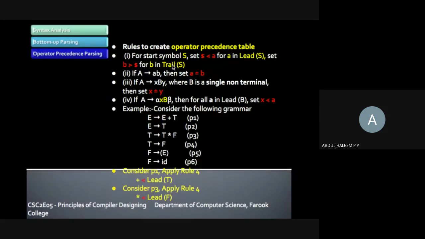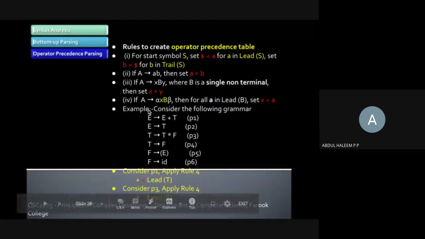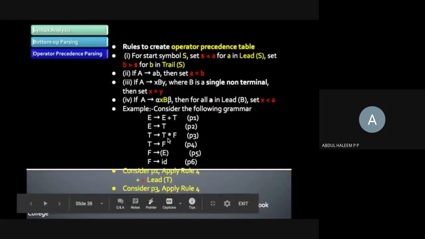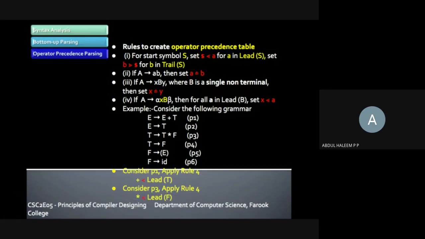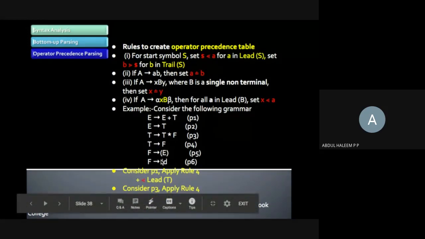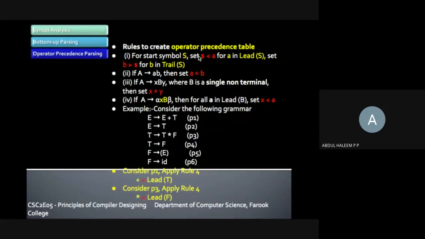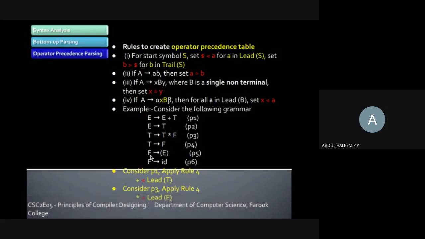Don't be confused. We'll apply all these rules to create the table for this grammar in the next class. Then it will be clear. Now, rule number 2. We are applying operator precedence table creation for a CFG, and we are applying the rules of computing trail and lead also on a grammar.